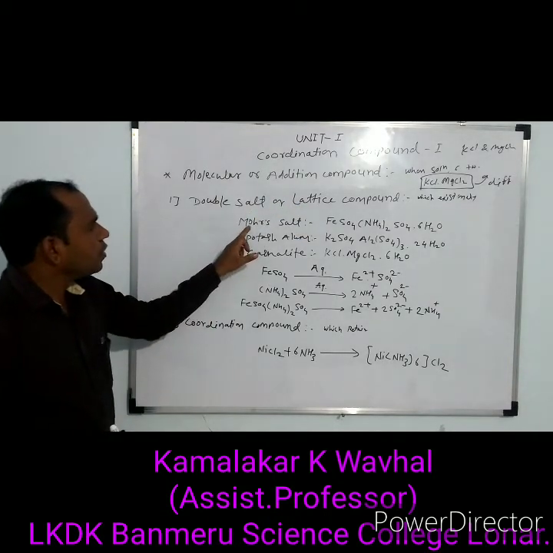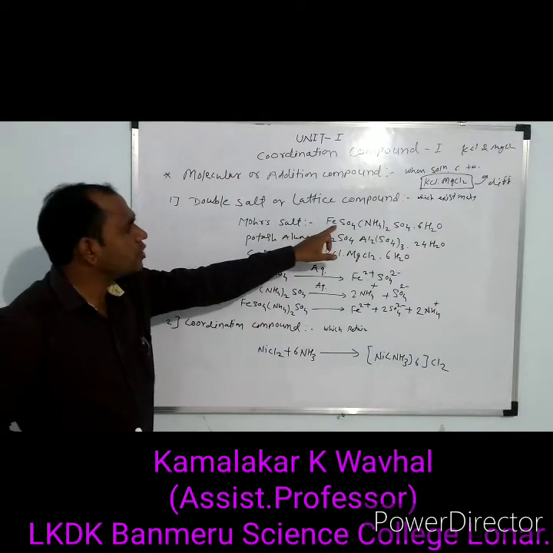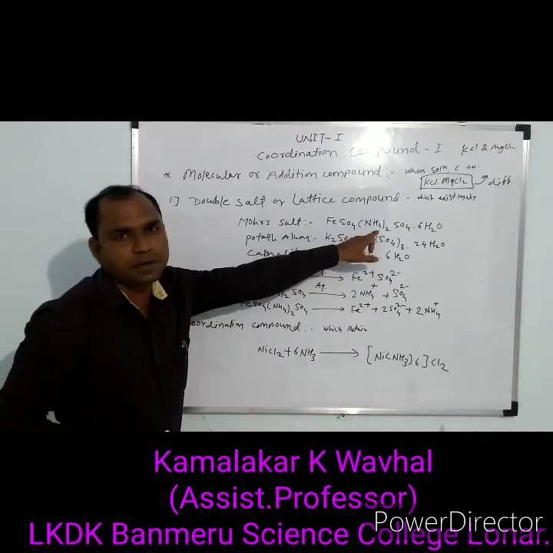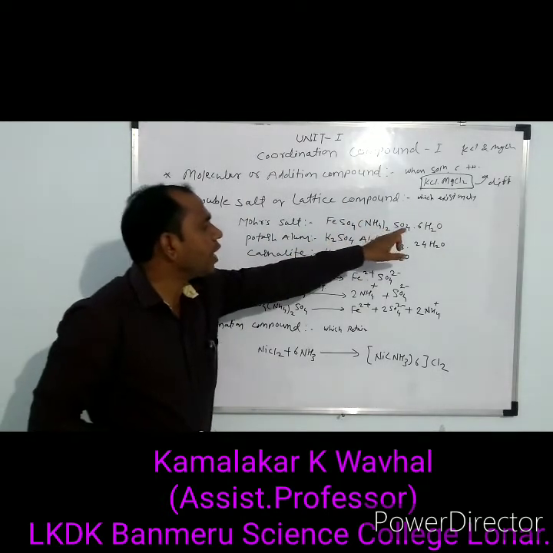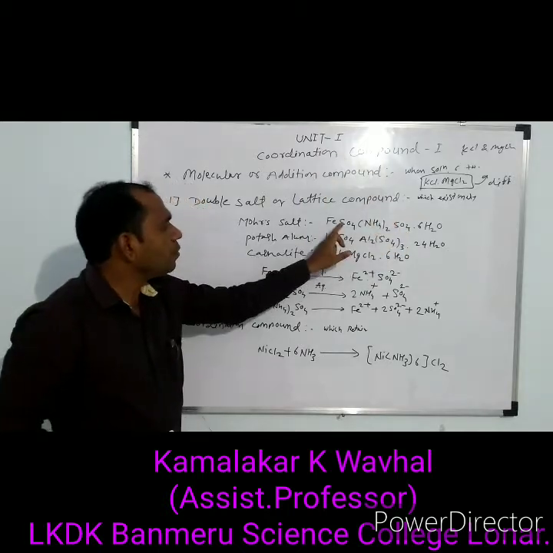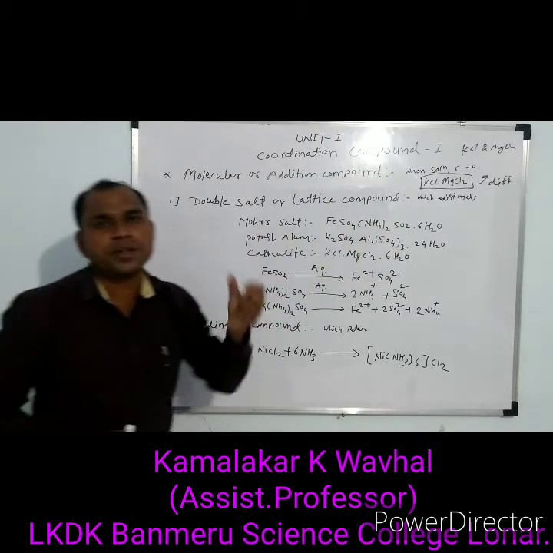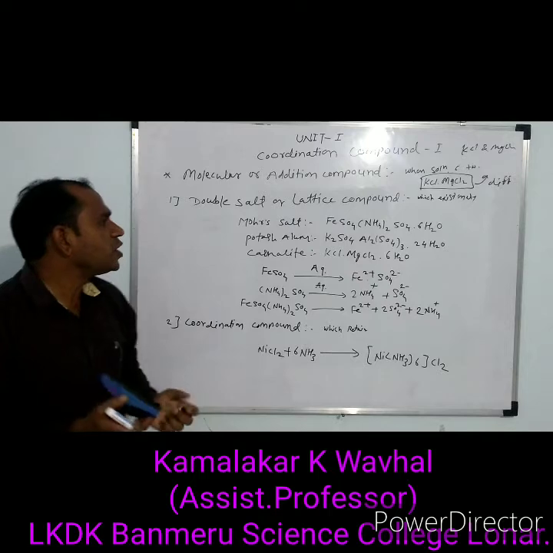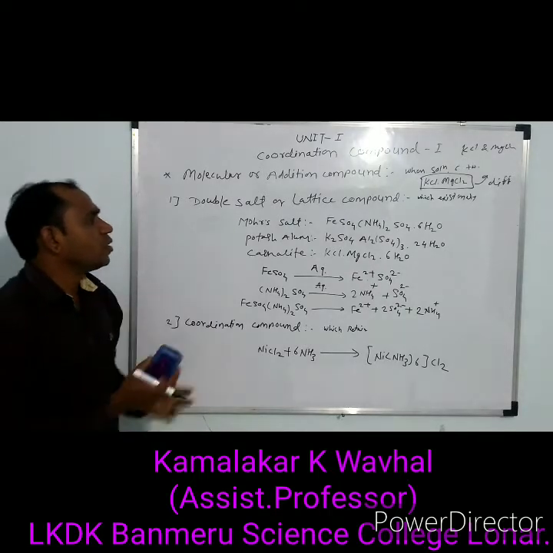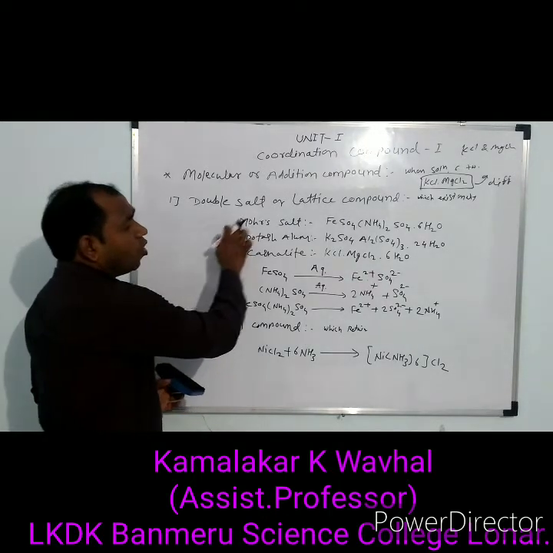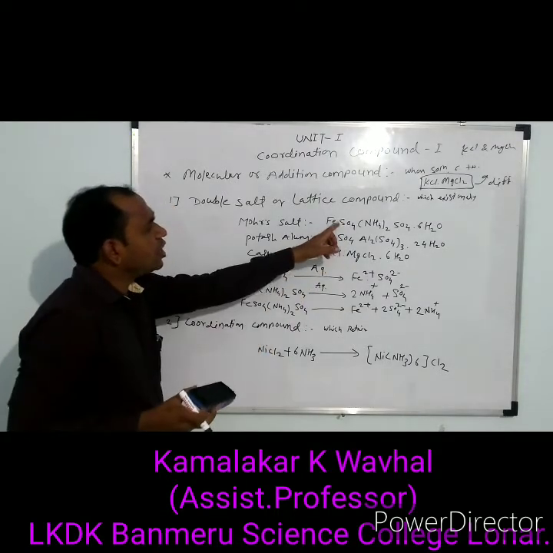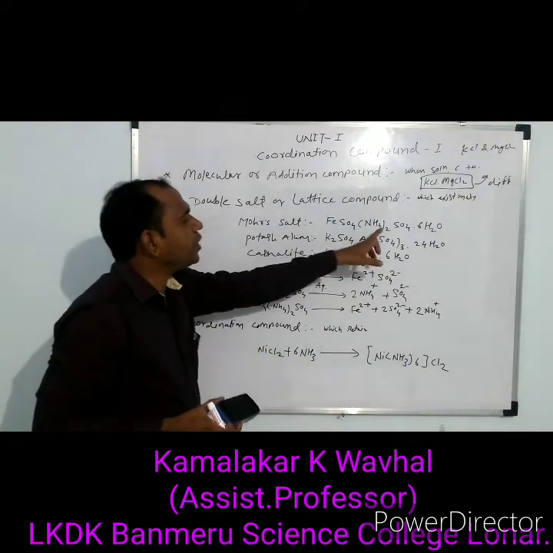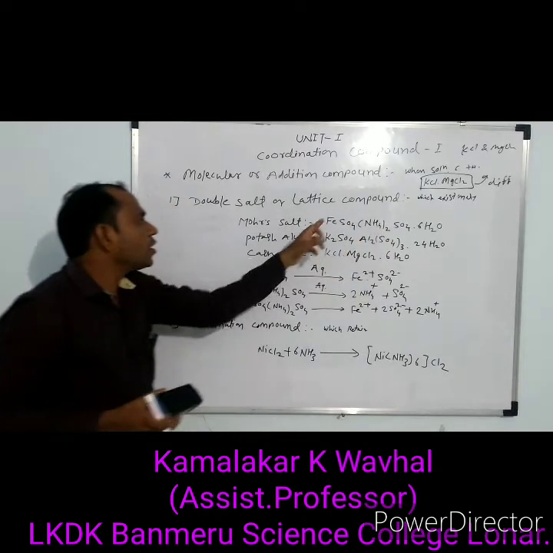Please see here, Mohr's salt. Mohr's salt is the combination of ferrous sulfate and ammonium sulfate. When ferrous sulfate and ammonium sulfate are mixed together, then there is formation of Mohr's salt. But the properties of Mohr's salt are the same as those of ferrous sulfate and ammonium sulfate.